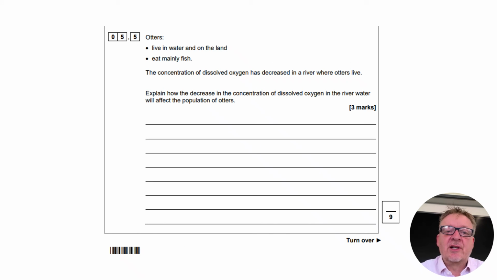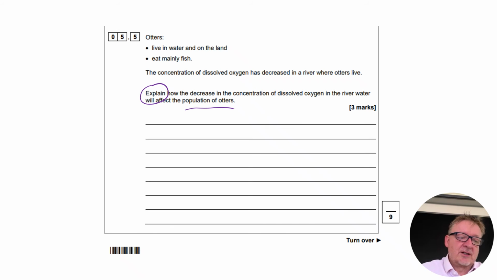Otters live in water and on the land, and they eat mainly fish. The concentration of dissolved oxygen has decreased in a river where otters live. Okay, well I guess if they live on land and water, it's probably not going to affect them. Explain how the decrease in concentration of dissolved oxygen in the river water will affect the population of otters. Okay, so even though it's not affecting them directly, because they're not breathing the oxygen in the water, they can come out on land and they can breathe themselves. Okay, it is obviously having an impact.